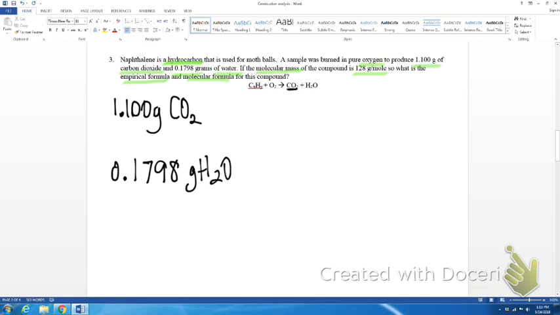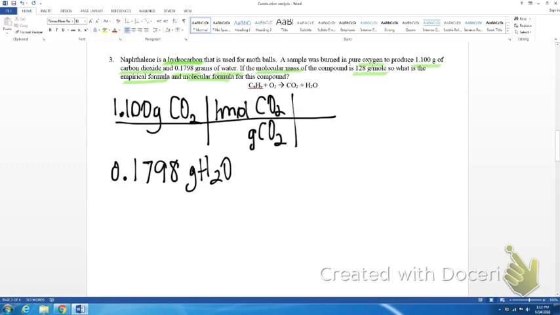Keep that in mind though. So I'm just doing train tracks because it's easier for me. So basic stoichiometry, starting off, grams of CO2 has to go on bottom, and then that's going to be for every 1 mole of CO2.